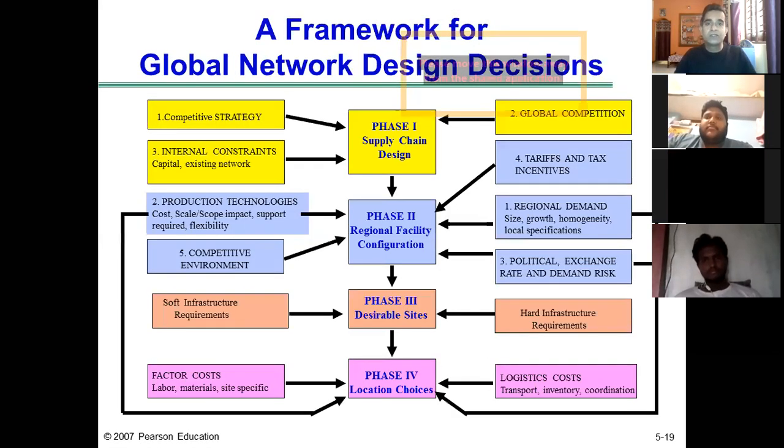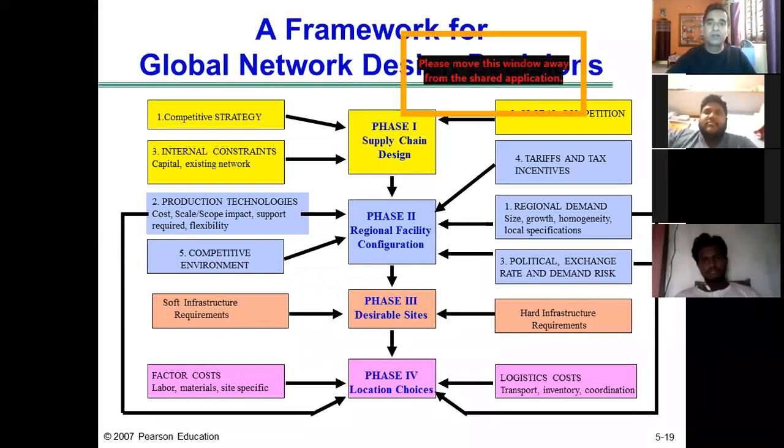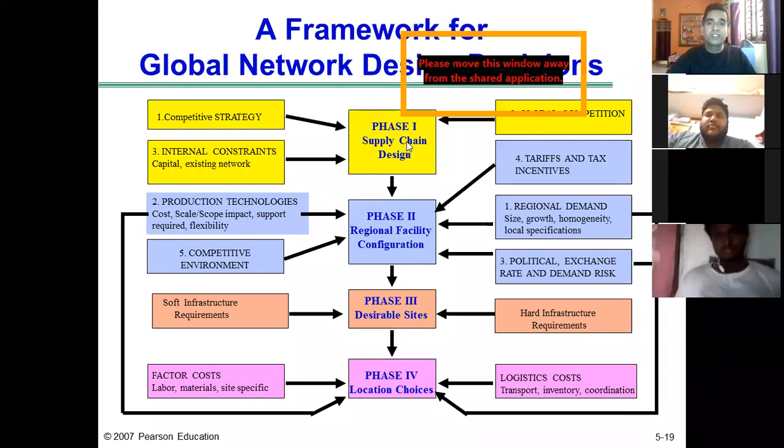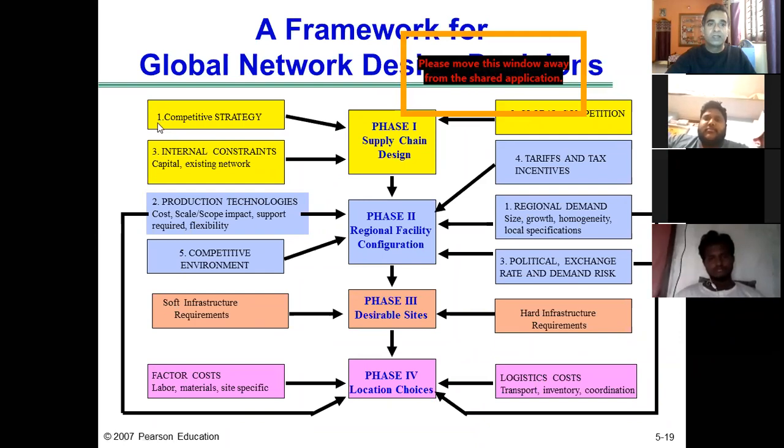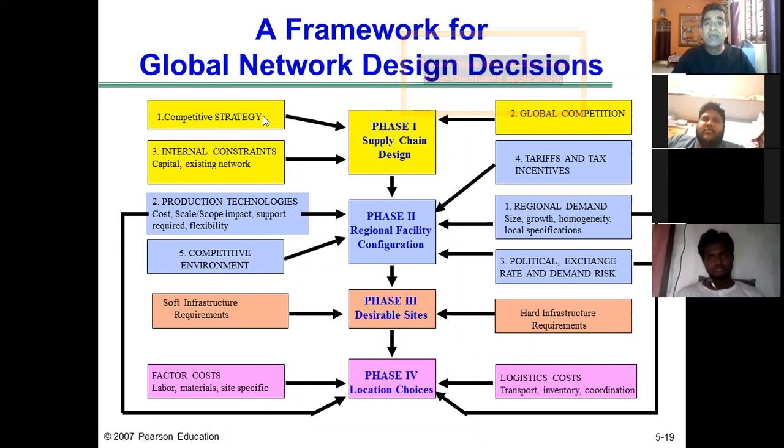Okay, so this is what a framework for global network design decisions looks like. So in phase 1, the company needs to design its supply chain. Okay, so in that they need to consider the competitive strategy. So if you remember, how is this company going to satisfy the customer needs, how is this company going to fulfill the customer needs.